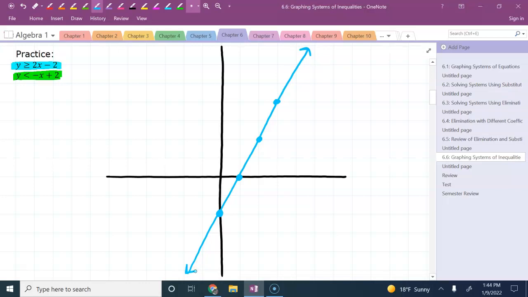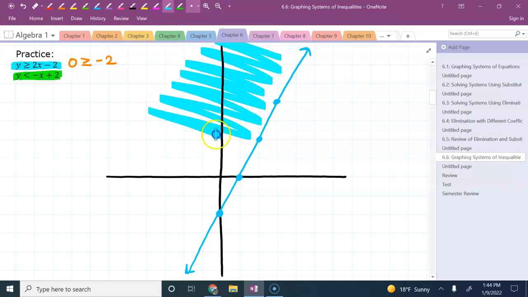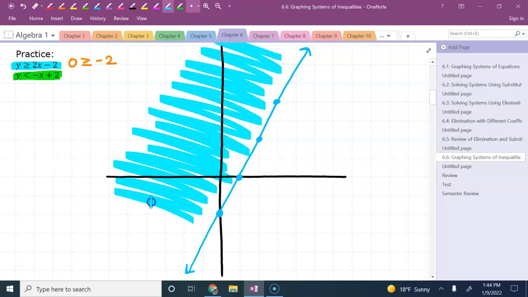Now for this first one, if you can understand how to shade based off of the inequality sign, great. If you needed to test a point, you could have still tested 0, 0 in that first equation. If I put a 0 in for y, it would say 0 is greater than or equal to, and if I put a 0 in for x, you would have 2 times 0, which is 0, minus 2. You'd be left with 0 is greater than or equal to negative 2, which is true. 0 is bigger than anything that's negative, so I'm going to want to include 0, 0. So I would have shaded on this side of the line. This is what would be greater than the line because it's above that line.